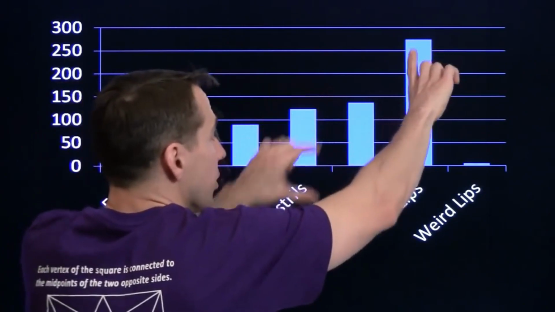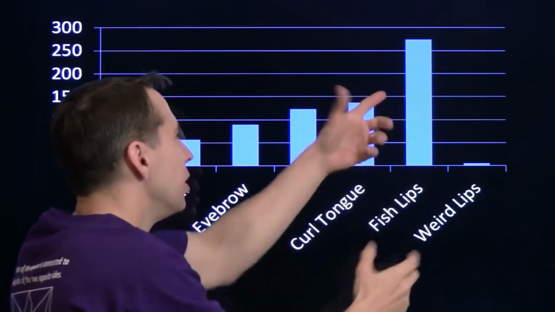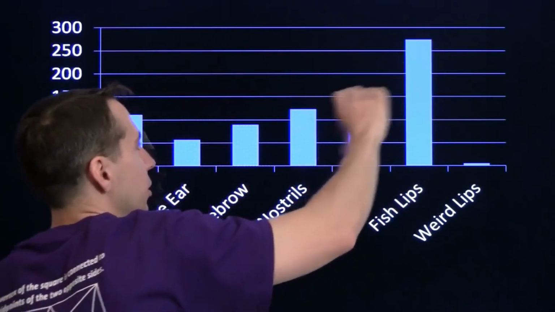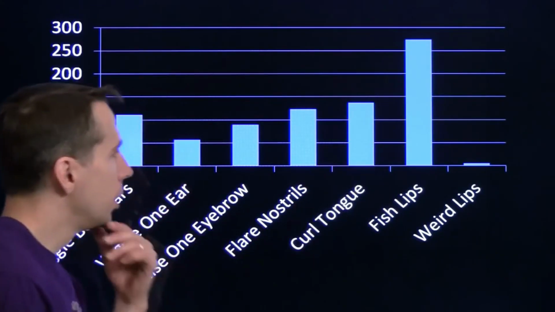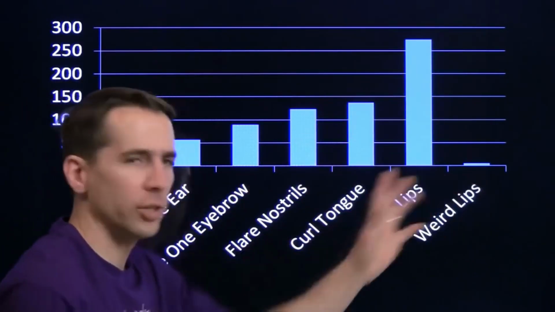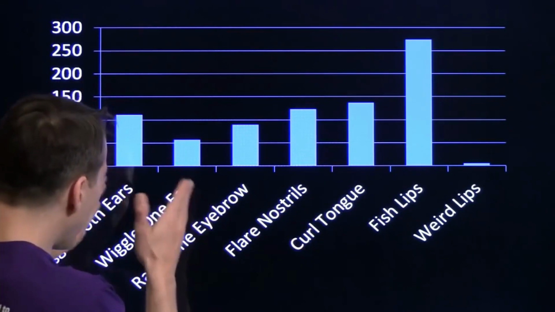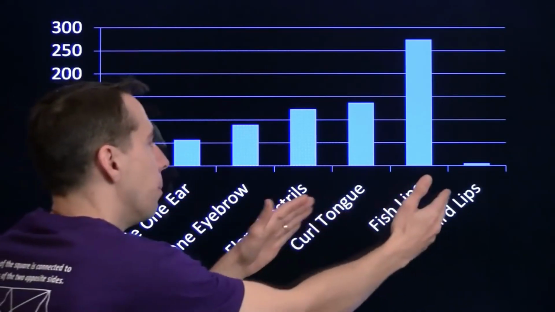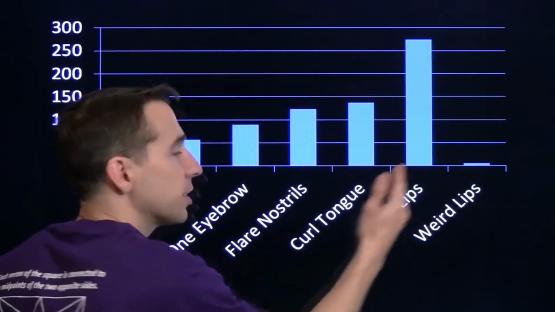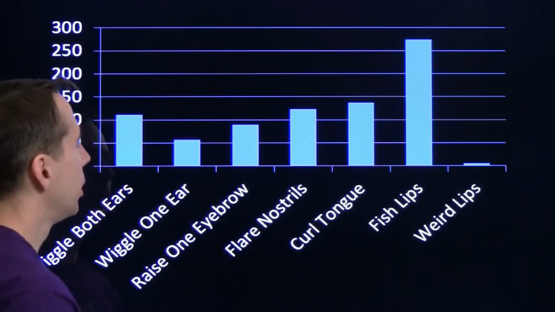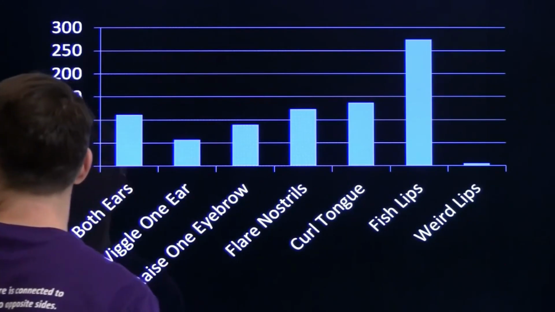We can see the relative comparison too. See, fish lips is on the order of twice as common as these, and it's just way, way easier than the weird lips. So the bar chart gives us a nice graphical, quick-glance way to compare different skills to each other. Let's take a look at another type of chart.